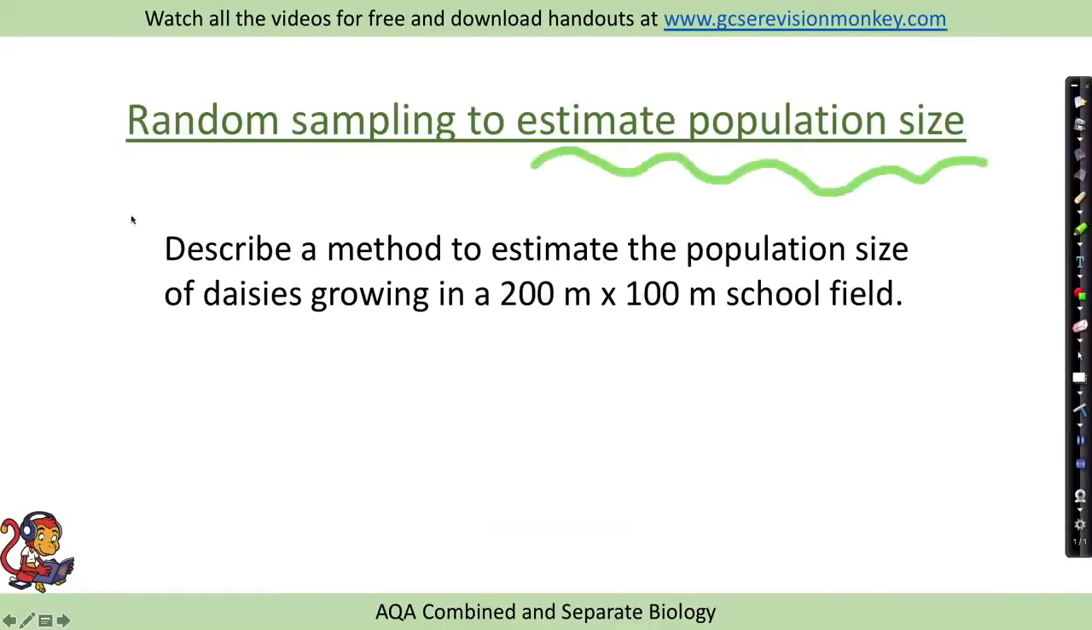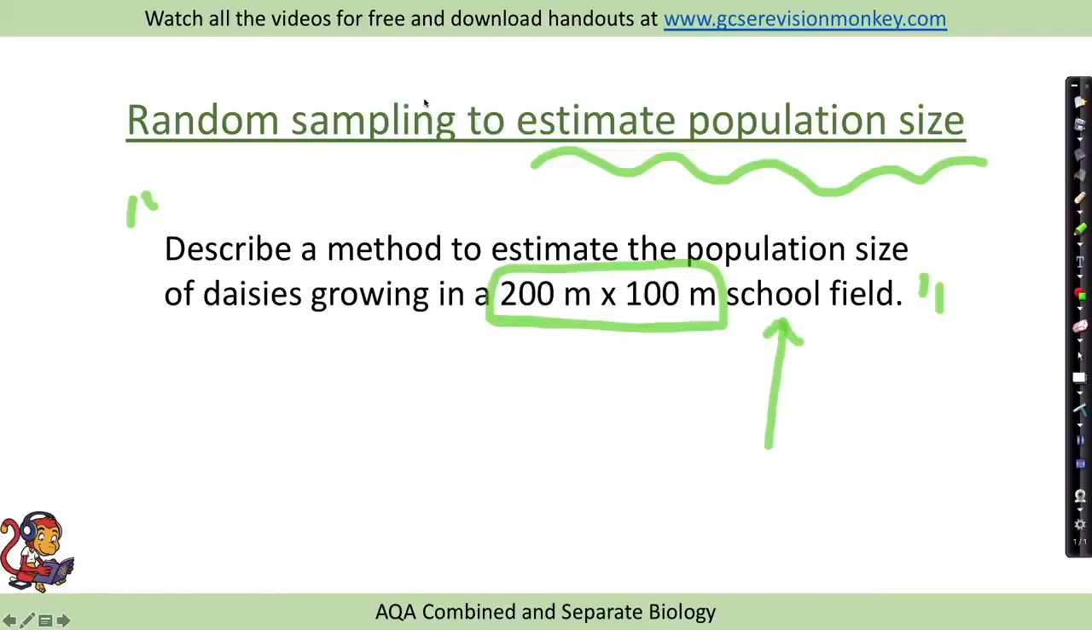So for example, you might get a question a little bit like this that says, describe a method to estimate the population size of daisies growing in a 200 metre by 100 metre school field. These numbers here will come up a little bit later on in our calculation. So we can't count every single daisy growing in the school field. It would just take too long.